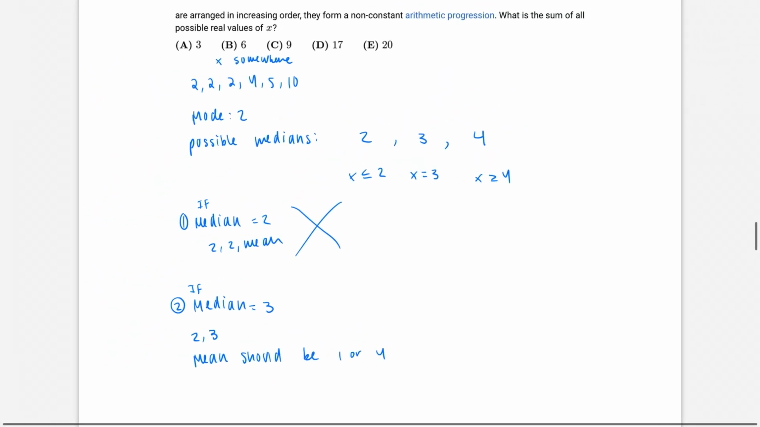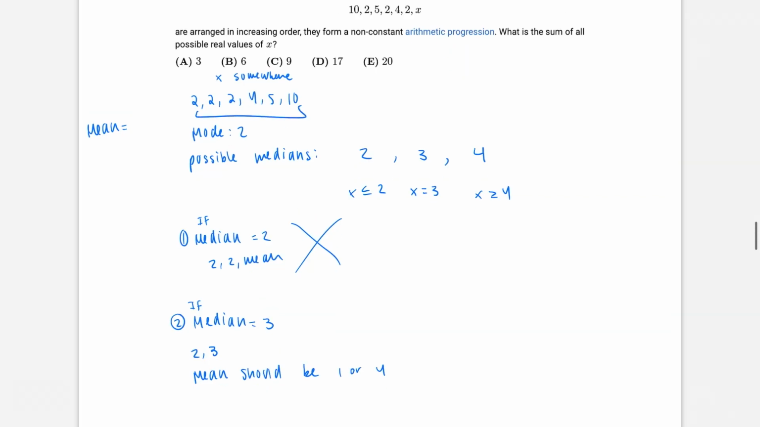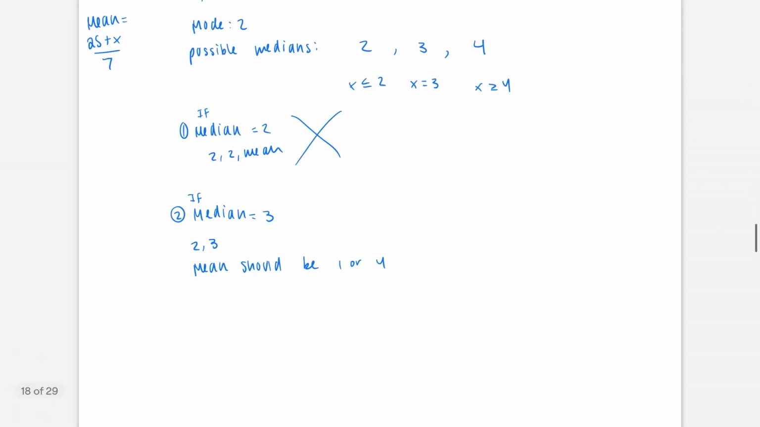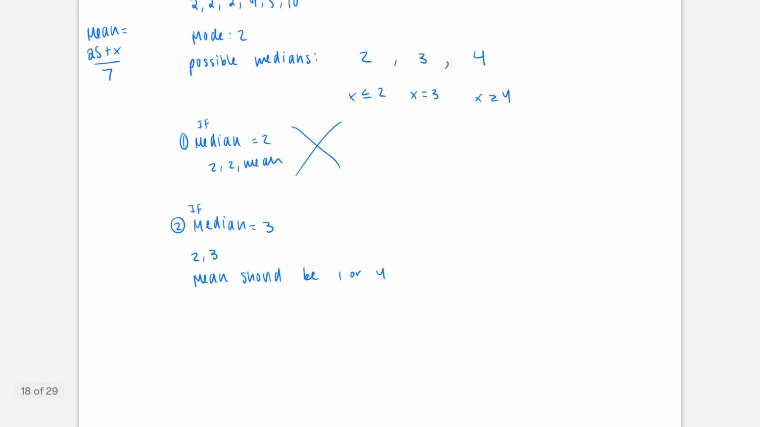We know that in general, the mean should be equal to the sum of these numbers, which is 25 plus x, divided by 7. So if x equals 3, the mean is going to be equal to 4, and that works out. So therefore, from this entire case here, we get that x equals 3 is a valid value of x.